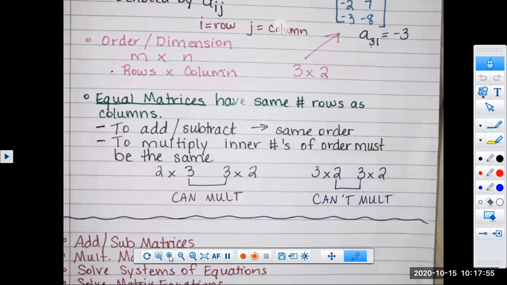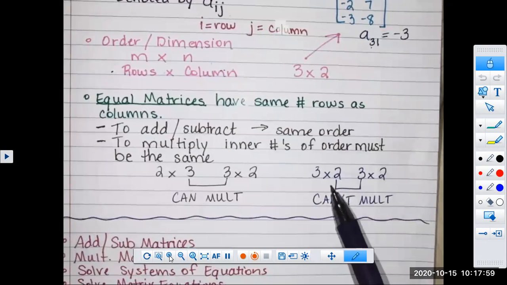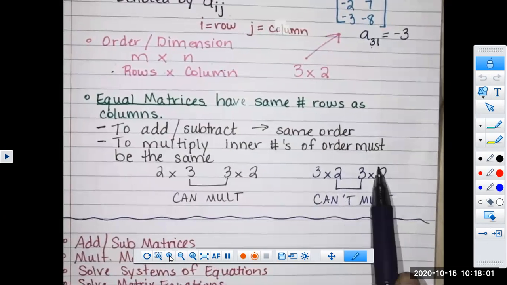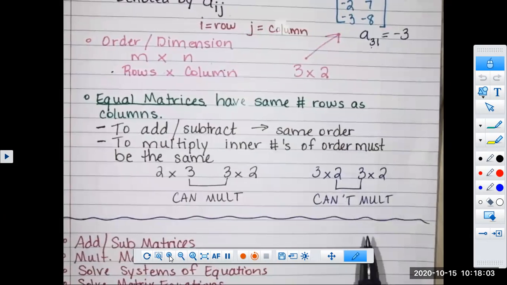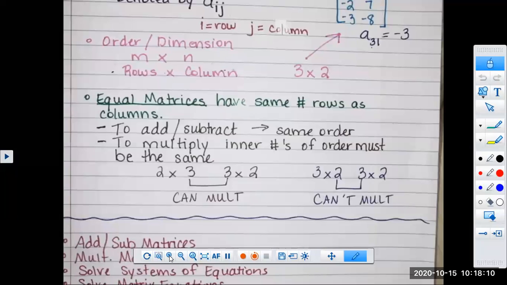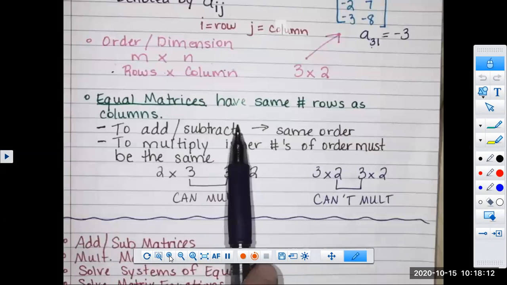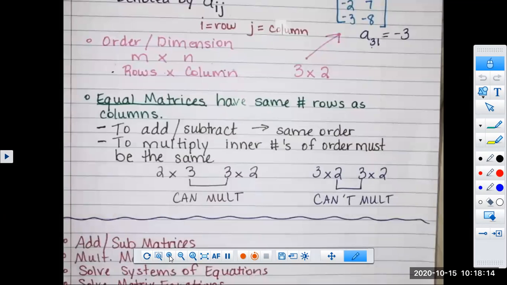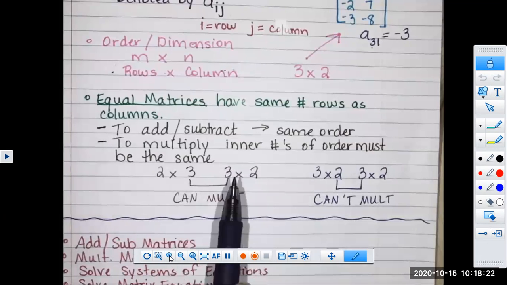If you check their dimensions and these inner numbers do not match up, the number of columns in the first one is not equal to the number of rows in the second, then they cannot multiply. So you would say cannot do, or it's undefined. So adding and subtracting, it has to have same number of rows, same number of columns in both. And then multiply, you check your inner numbers. Number of columns in the first has to equal the number of rows in the second one.